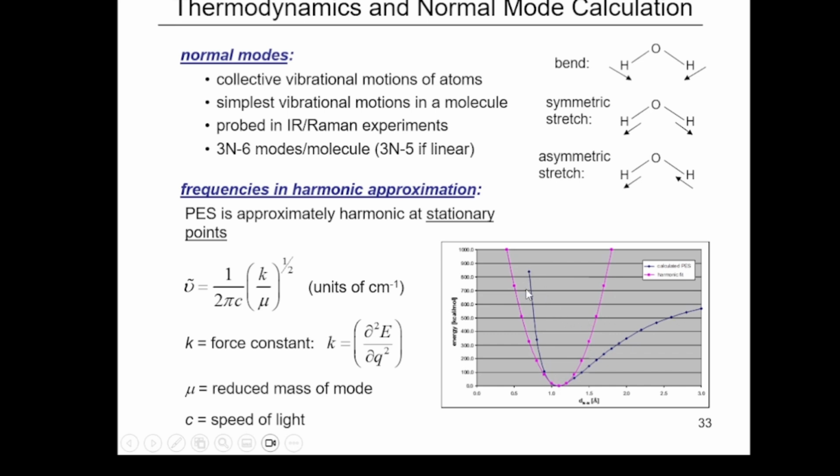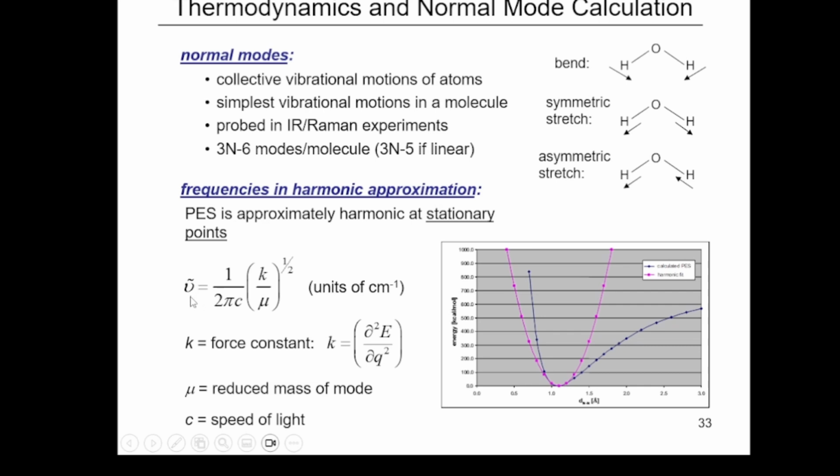Now you can see here, the pink one is perfectly harmonic. The blue one is anharmonic because the right-hand side is different from the left-hand side. And now you can see in this region, both blue and pink are almost behaving as harmonic. So that's why normal mode analysis or vibrational spectrum calculation are generally based on harmonic approximation.